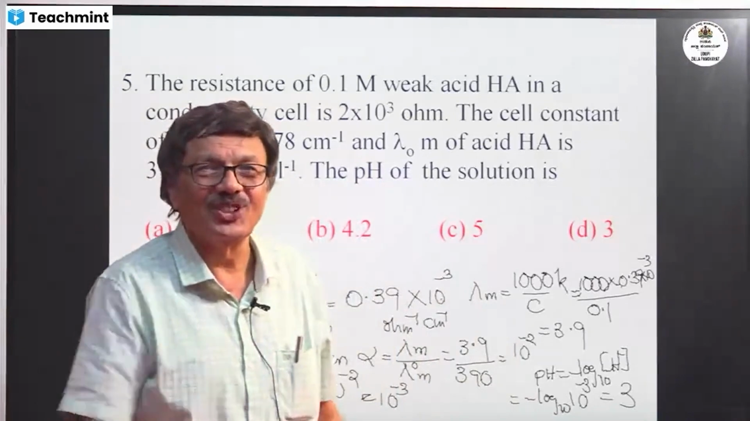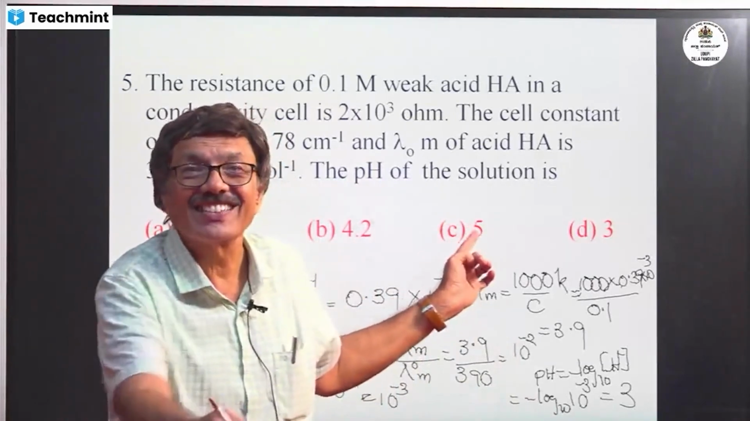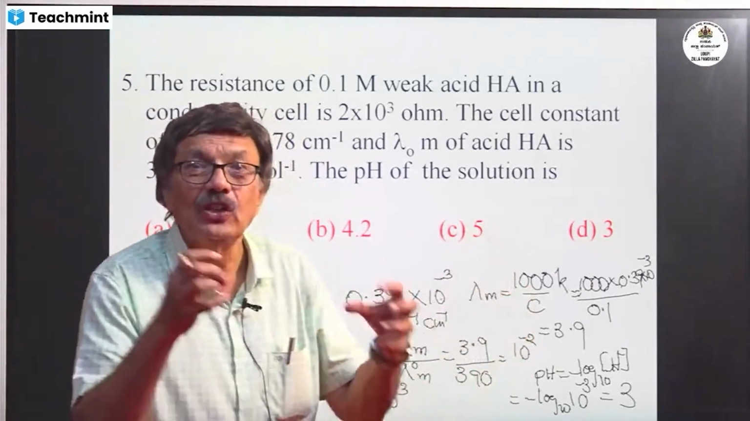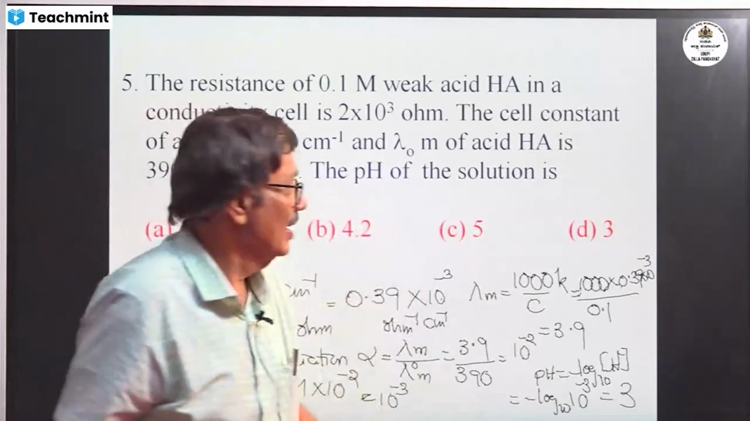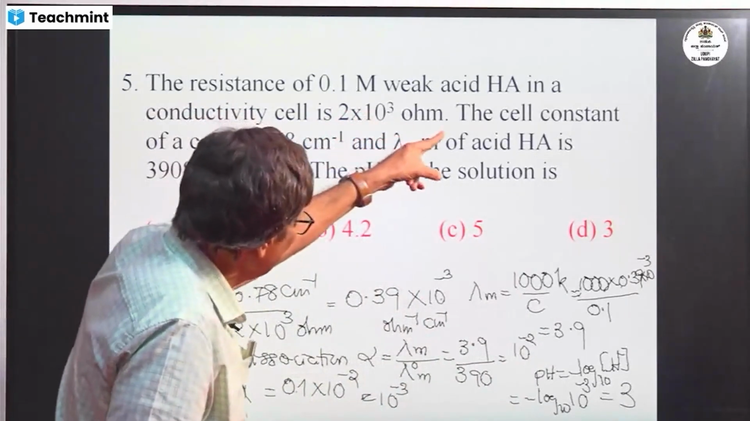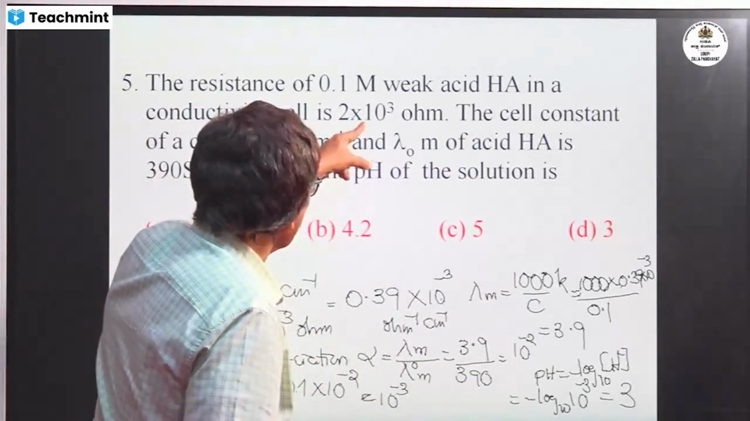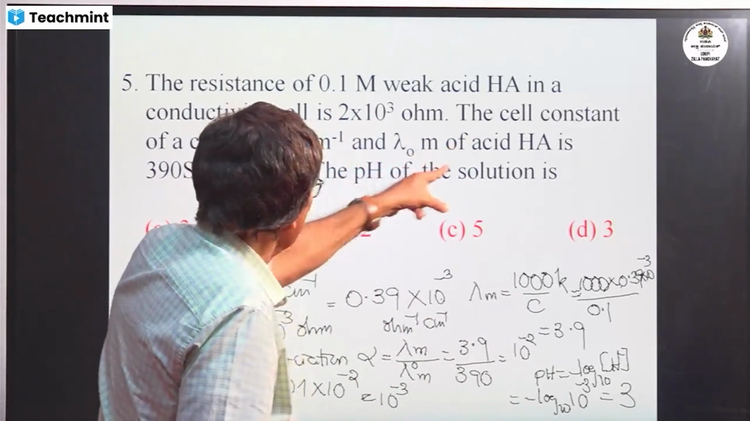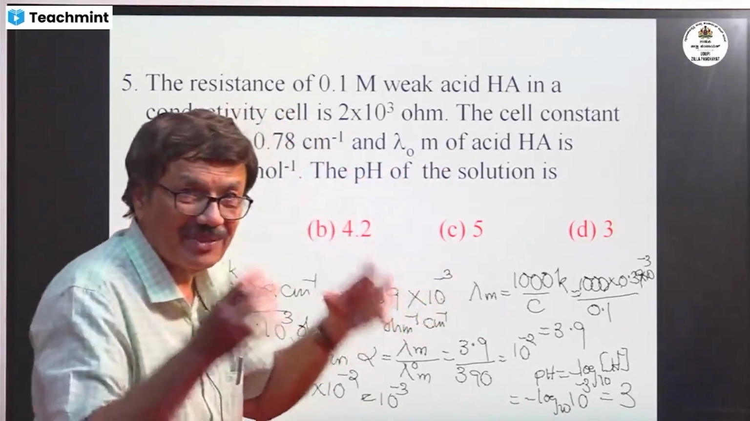question. Actually, this question appeared in last CET. Though it is simple, you are supposed to know so many concepts. I shall explain it once again. The resistance of 0.1 molar weak acid HA in a conductivity cell is 2 into 10 to the power 3 ohm. The cell constant is given, lambda m not is given, and the pH of the solution they ask. See how many concepts they get.